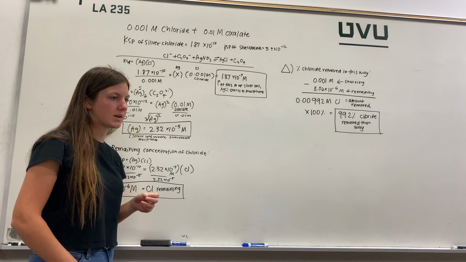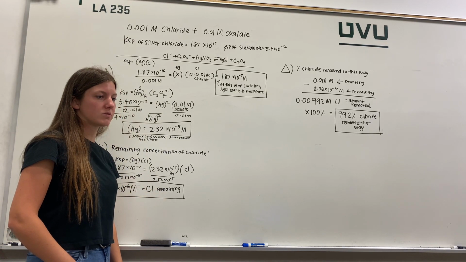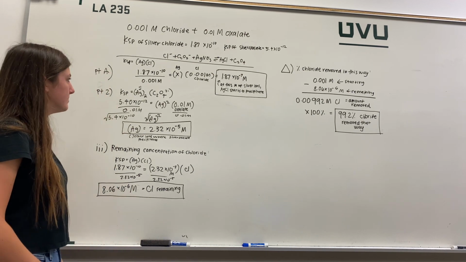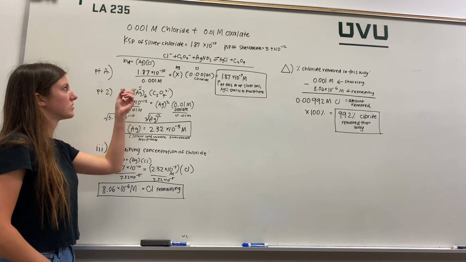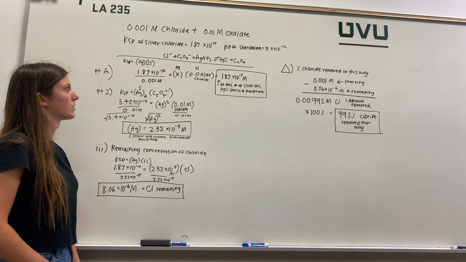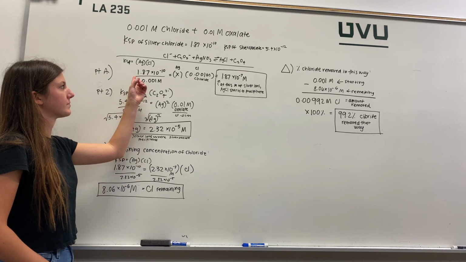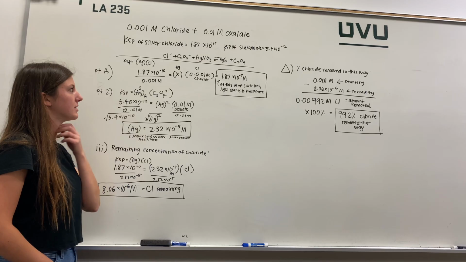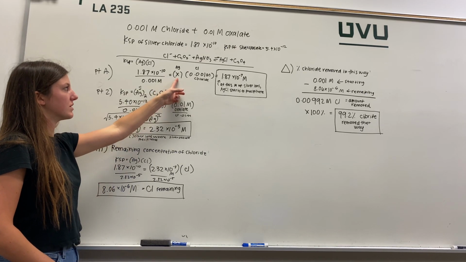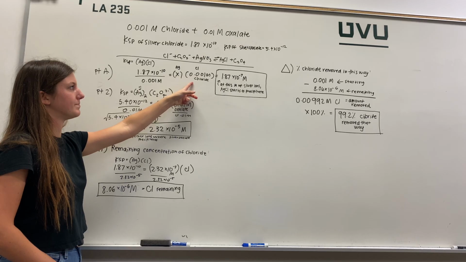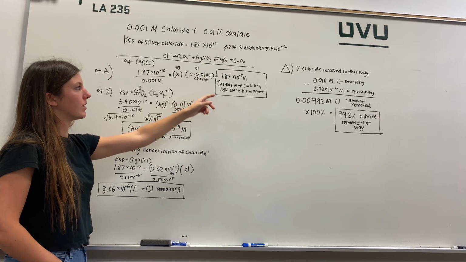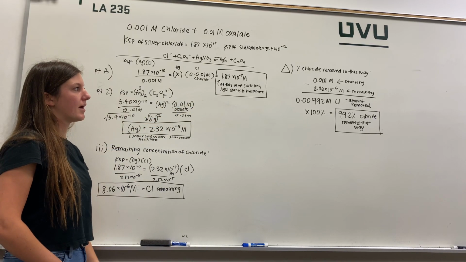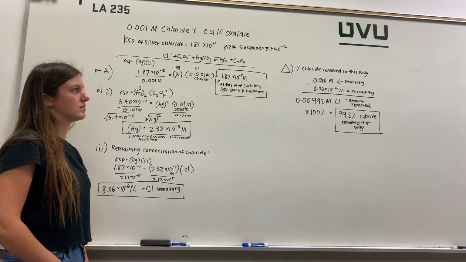So for the first part, for finding the concentration of silver ions where silver chloride starts to precipitate, we use our solubility product constant. So KSP equals the concentration of the silver times the concentration of the chloride, and we're given the KSP, so we just substitute what we know. So 1.87 times 10 to the negative 10th equals the concentration of the silver, which we don't know, times the chloride, which we do know. And then once you solve for this, you get 1.87 times 10 to the negative 7. That's the concentration of silver ions where silver chloride starts to precipitate.